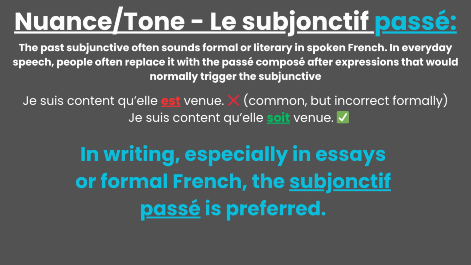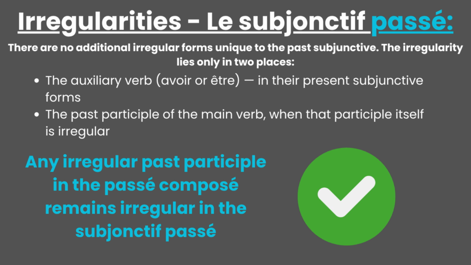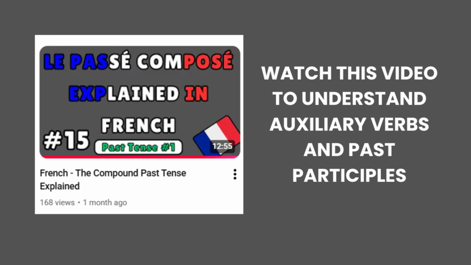The last thing to note about the past subjunctive is that there are no irregular unique forms in this mood. The only technical irregularities are in the stems of the auxiliary verbs and the past participles. Once you've chosen the auxiliary, the past participle follows the same pattern as in the compound past, which means that any verb that has an irregular participle in the indicative will have the same form as in the subjunctive. If you're interested in seeing the most common participles, the compound past video will immensely help in this case.